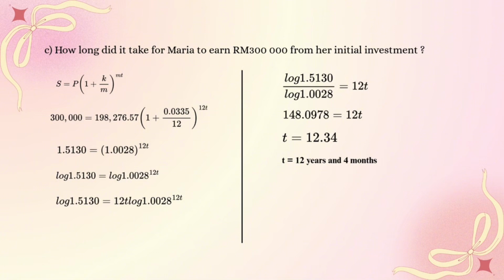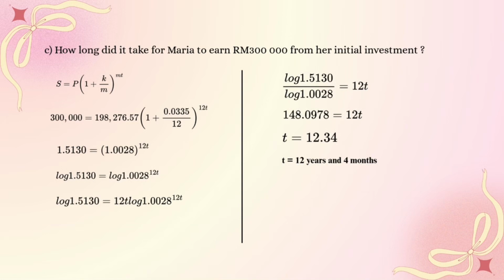First, we substitute all the values. So, it's 300,000 ringgit equals 198,276.57 times (1 plus 0.0335 over 12) to the power of 12t. Next, we divide both sides by 198,276.57 to isolate the power term. So it gives us 1.5130 equals 1.0028 to the power of 12t.